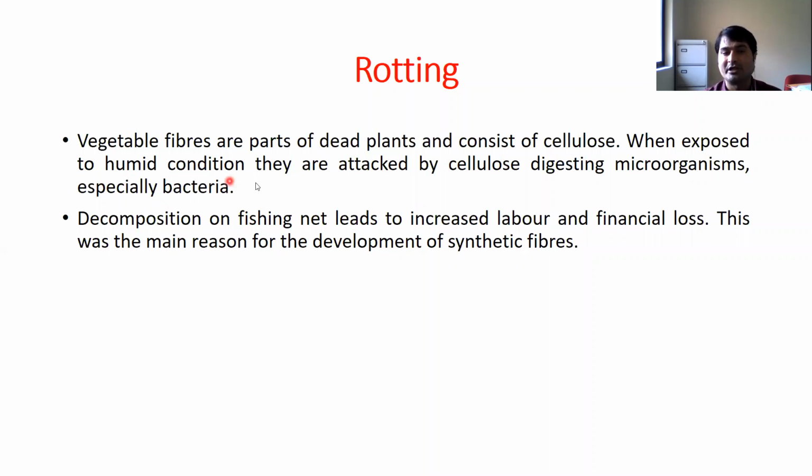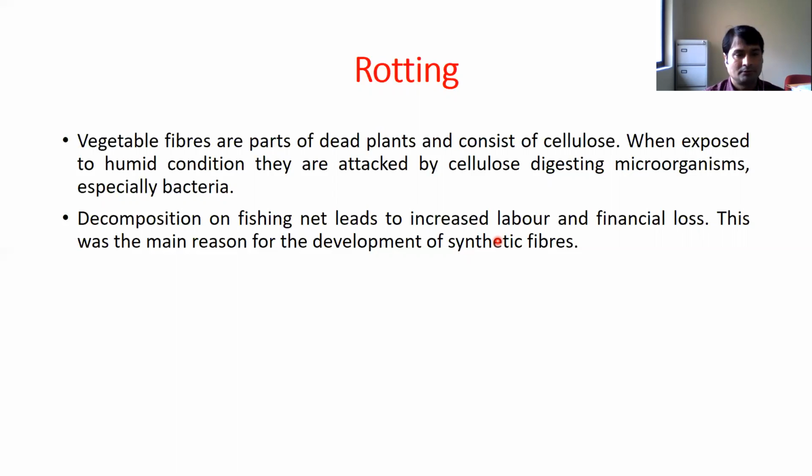When exposed to humid conditions, they are attacked by cellulose-digesting microorganisms, especially bacteria. Decomposition of a fishing net leads to increased labor and financial loss. So, अगर हमारा degrade हो जाएगा तो you will lose your fishing net also. Like in the case of gill netting, we are facing a problem of ghost fishing. If you are using a rope or a line made up of this vegetable fiber, then you will face a problem of ghost fishing.